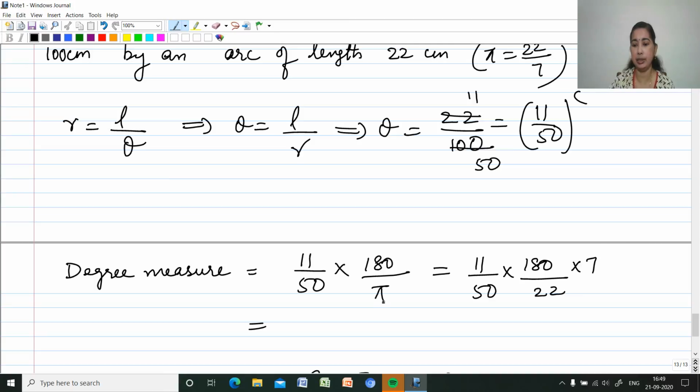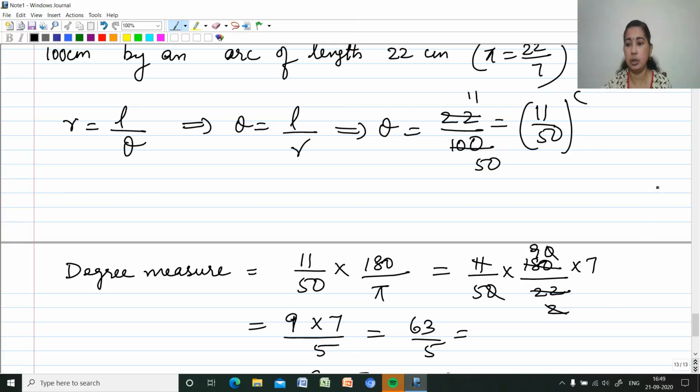That 7 comes to the top. So 11 here 2 times, 2 here 90. The 0 will be cancelled. So remaining 9 into 7 divided by 5. Simplifying this, 9 sevens are 63 divided by 5. So go for long division, 63 divided by 5, 12 times is 60, remainder 3.